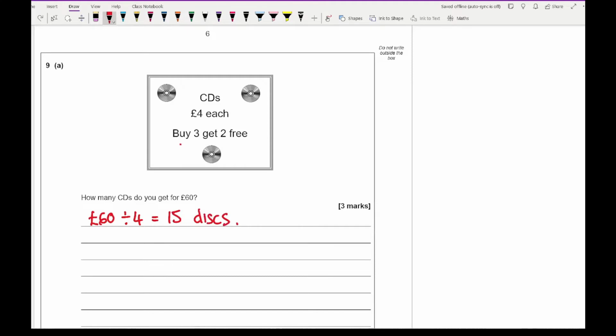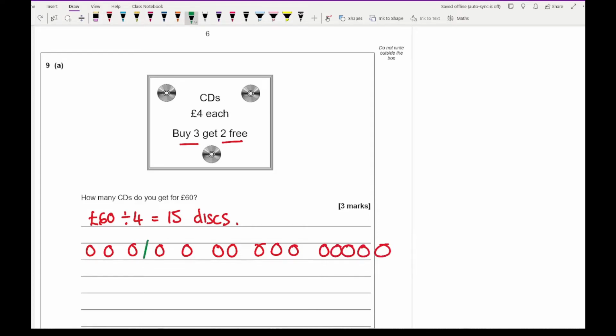Now for every 3 discs that we buy, we're going to get 2 free. So if I just count up to 15, I've got 1, 2, 3, 4, 5, 1, 2, 3, 4, 5, 1, 2, 3, 4, 5. And for every 3 CDs, I'm going to get 2 free.